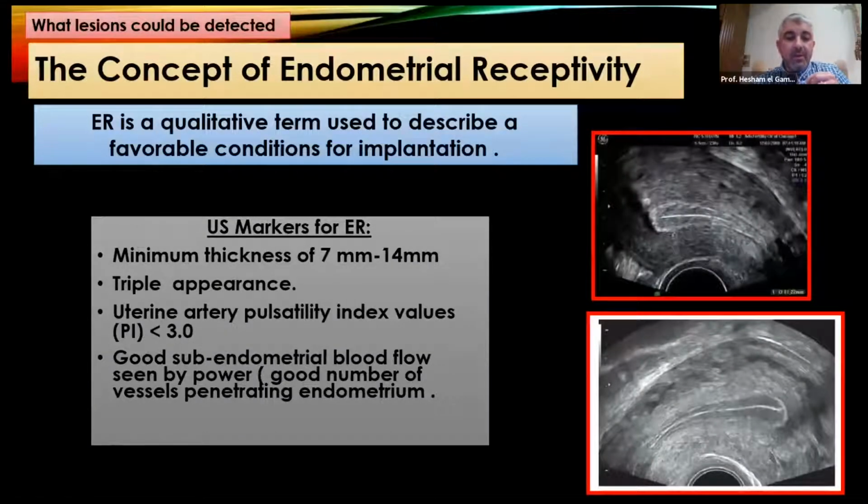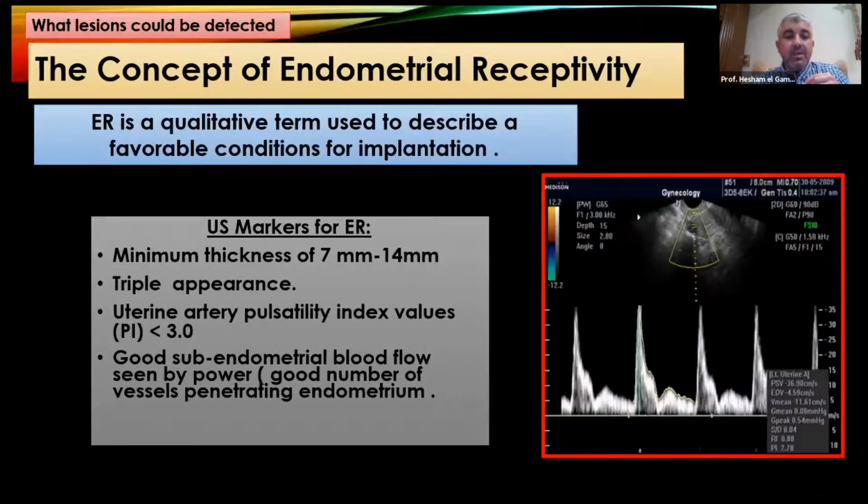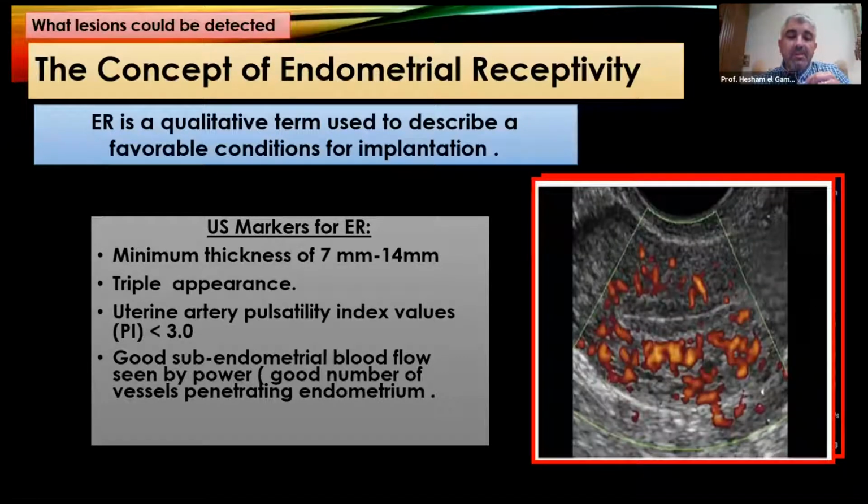For a proper, favorable implantation, you need a minimum endometrial thickness of 7 to 14 millimeters in the mid-luteal phase, with a triple-line appearance. You would examine the uterine artery and see a pulsatility index of less than 3, or a resistive index of less than 0.7, or you could see nice subendometrial blood flow extending into the endometrium. But all this is not very much evidence-based.